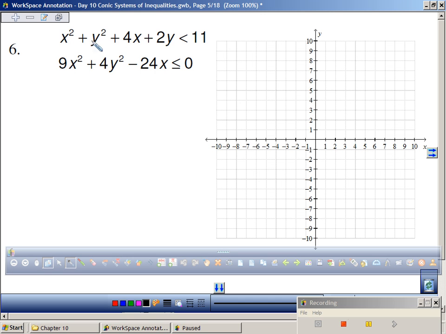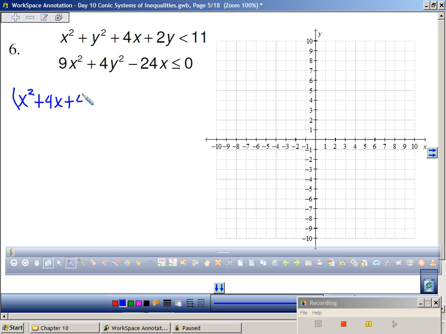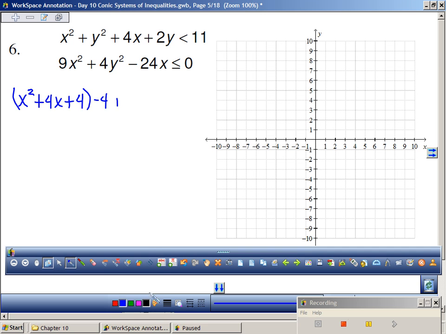See how this one, so I've got to complete the square on both of these, right? Which I should be able to do pretty quickly. So x squared plus 4x plus what? Plus 4. If I add 4, what else do I have to do? Subtract 4. There's the first part. Everybody follow me? You've been doing your homework. You should be able to do this pretty quickly. Let's do the y part.